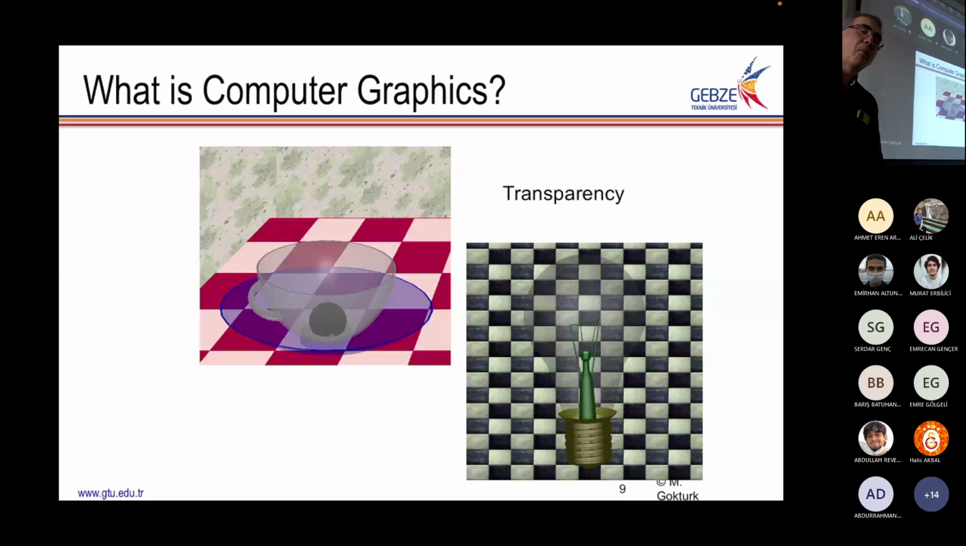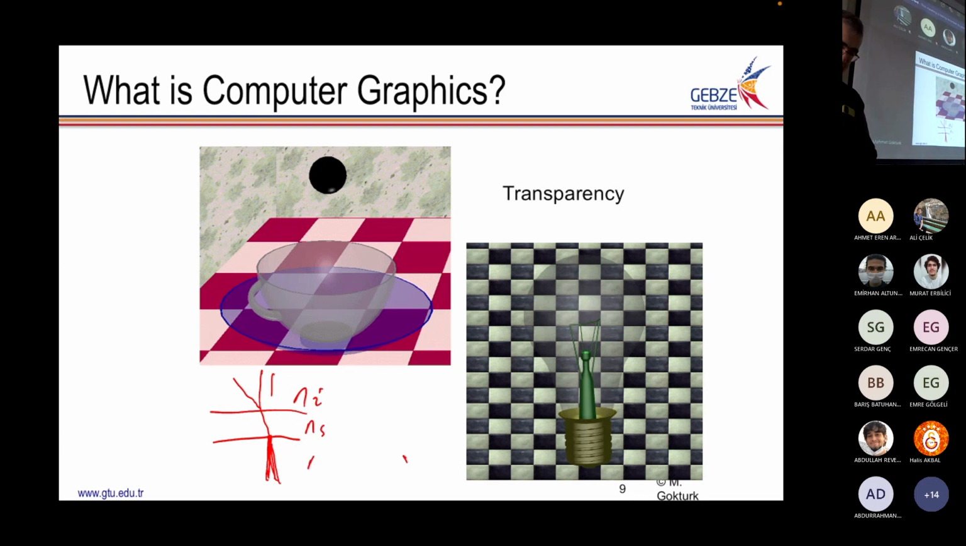Second, remember Snell's law. Gelen açı, gelen ışık, this is normal. Gelen ışık, kırılan ışık değil mi? This is Ni, this is Ns, this is again Ni. So we have Snell's law. So there is the angle theta I and theta S.